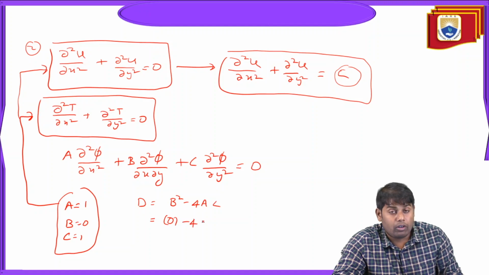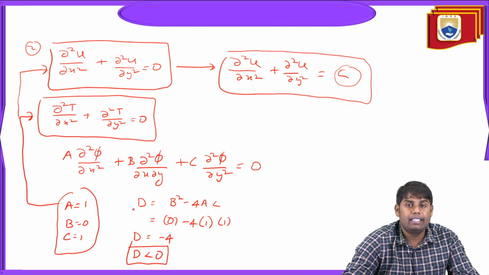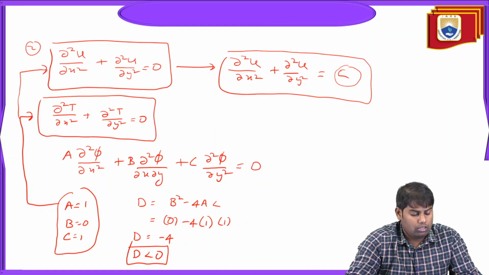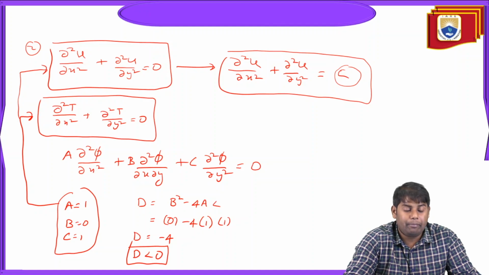What is a? 1. What is c? 1. So therefore d is equal to minus 4. So d has become less than 0. So when d is less than 0, we say this is elliptic. Therefore, what can we conclude? The Laplace equation, or the Poisson equation also, comes under elliptic nature.